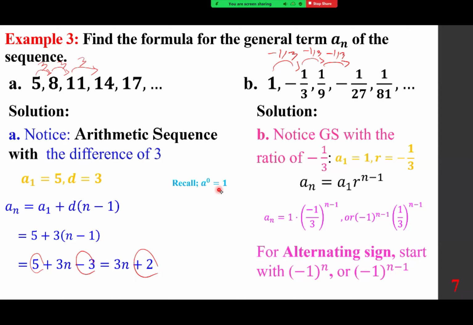Recall that a to the power of 0 is 1. Negative 1 to the power of n minus 1, 1/3 to the power of n minus 1. Negative 1 to the power of 0, 1/3 to the power of 0 is 1. So the very first one is 1. It's important to see that. And the sign is positive.